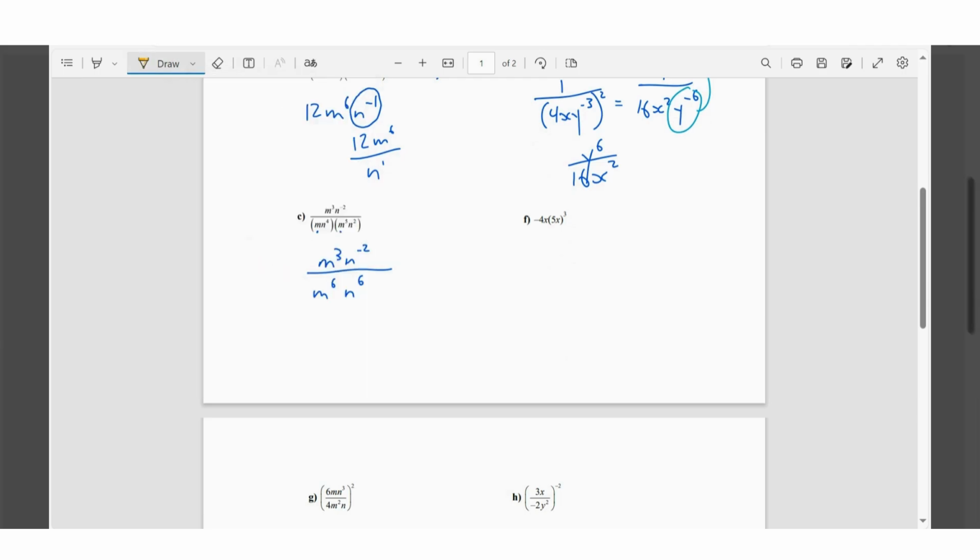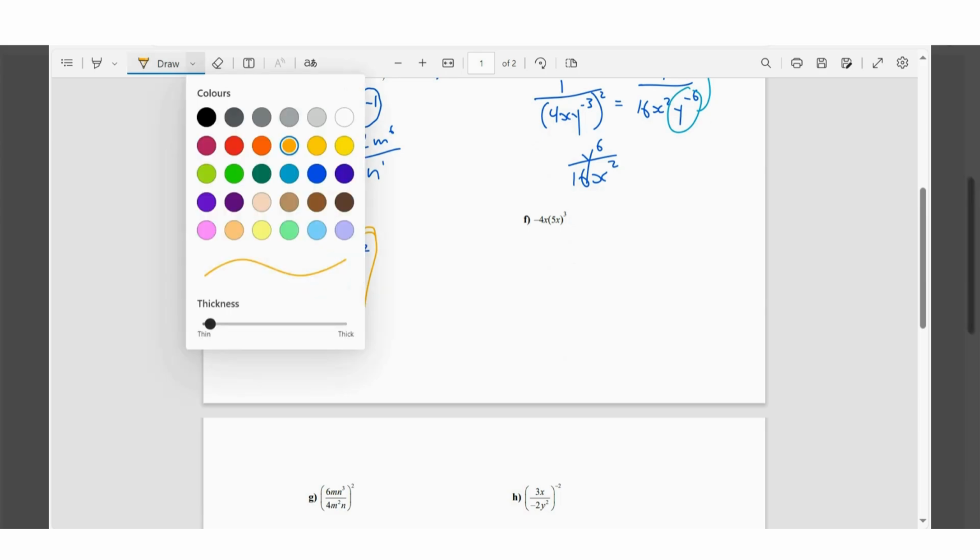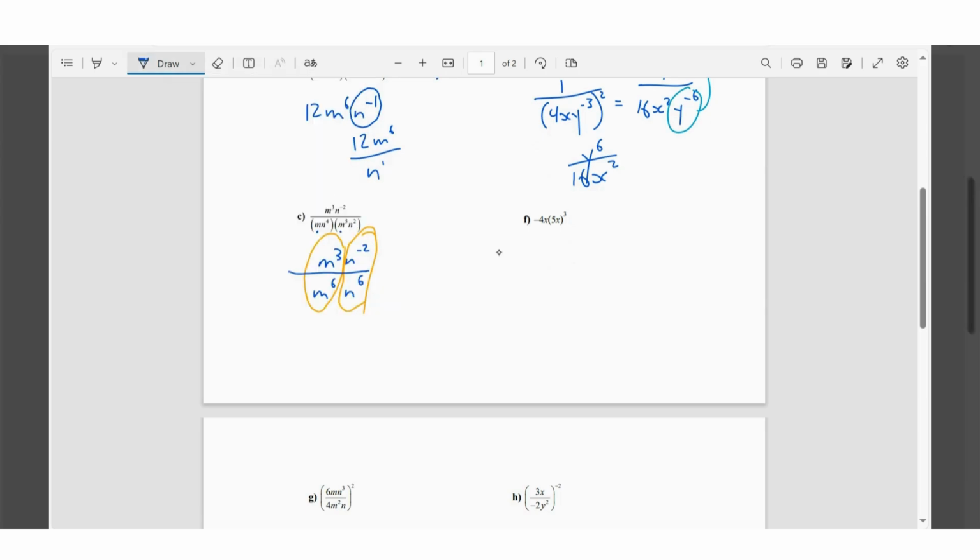So we have the same bases, they're being divided, which means we can subtract their exponents. So 3 subtract 6 is going to leave us with m to the negative 3, and negative 2 subtract 6 more is going to leave us with n to the negative 8. And we can reciprocate each of these bases, to be 1 over m to the 3 and n to the 8.